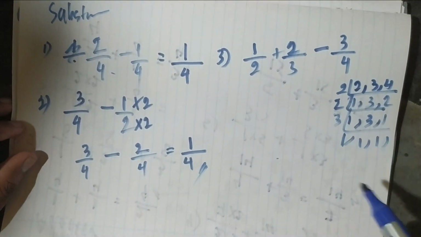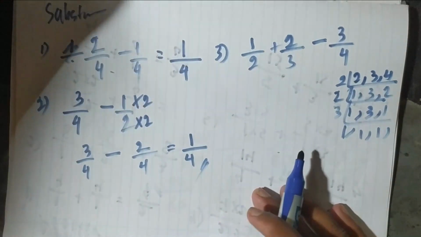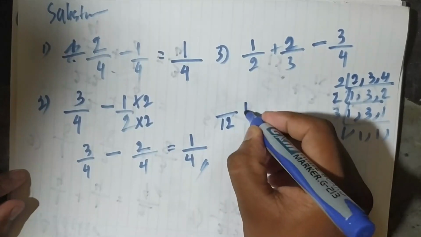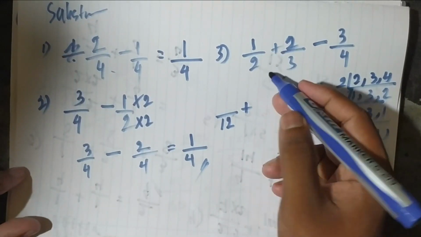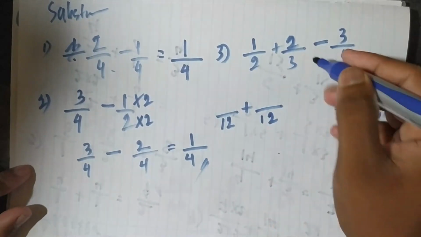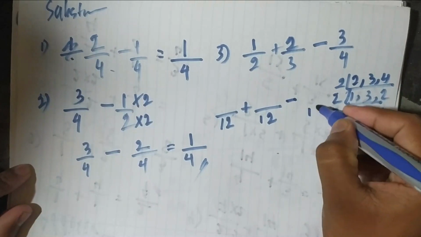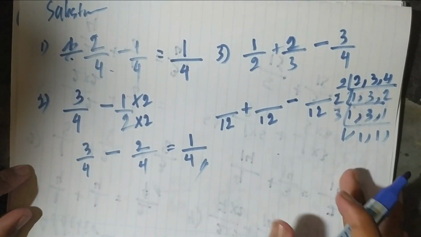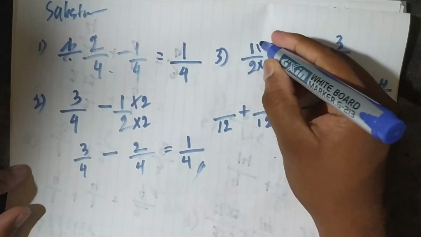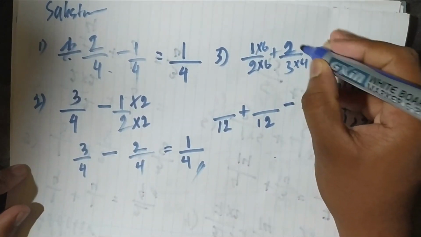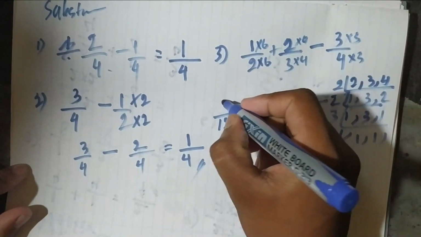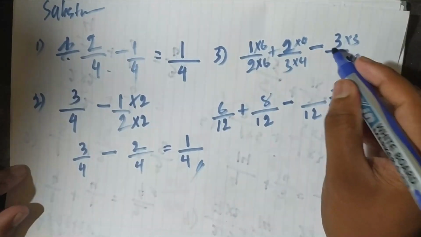2 into 2, 4, 4 into 3 is 12. So all the denominators you should change into 12. So this one you should change into 12 plus, here plus, that's why I have put plus here. This also you should change into 12. Okay, here minus, this one also you should change into 12. So 2 into how much is 12? 2 into 6, so this also multiply by 6. 3 into 4 is 12, multiply this by 4. 4 into 3 is 12, multiply this by 3. Now 1 into 6 is 6, 2 into 4 is 8, 3 into 3 is 9.